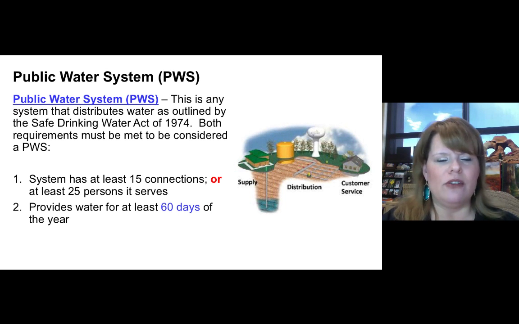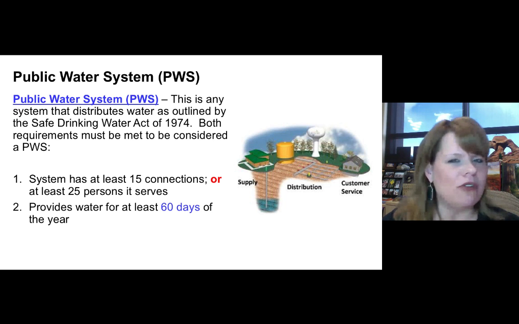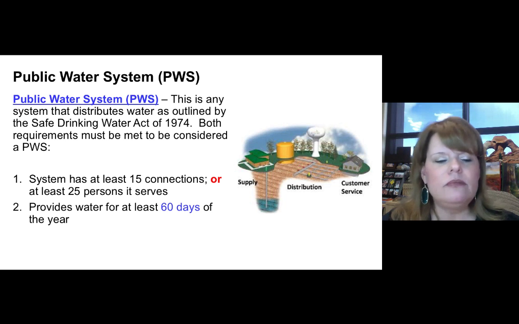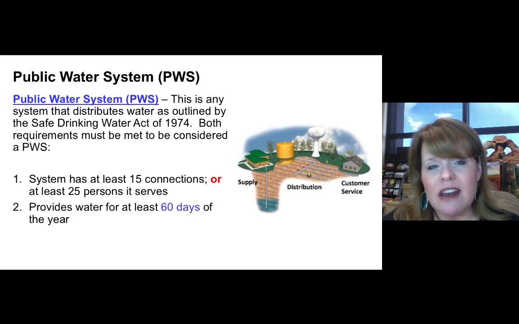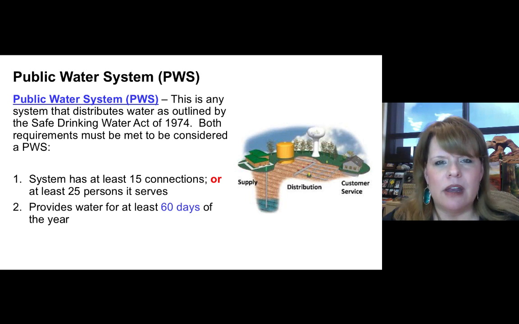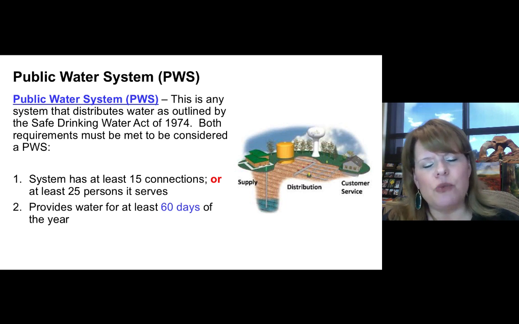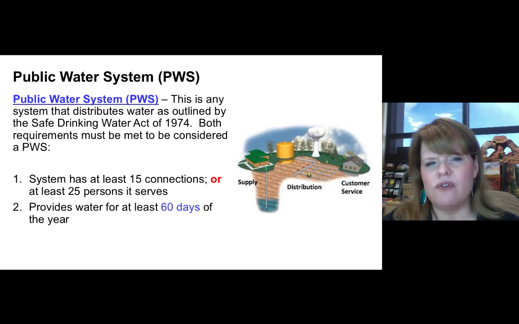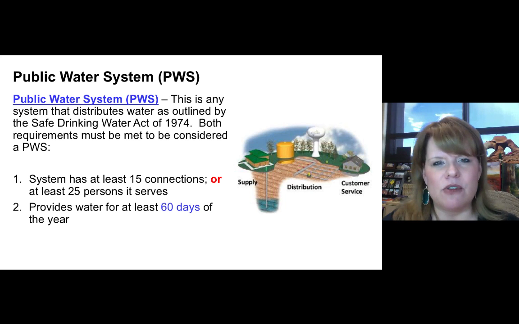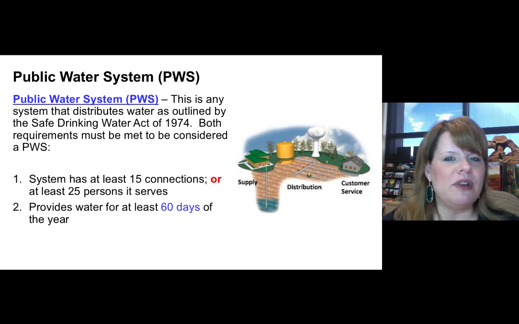What makes a public water system a PWS? This is any system that distributes water as outlined by the Safe Drinking Water Act of 1974. Both requirements must be met to be considered a PWS, or a public water system. Requirement number one, the system has at least 15 connections, or, and I underscore or, serves at least 25 persons. So you could actually have just one or two connections, and there'd be 12 people on each connection if they were smashed into one house, or it was a large house. So 15 connections or 25 people.